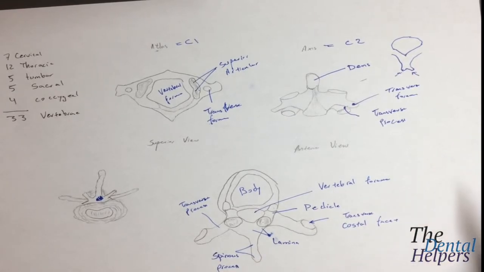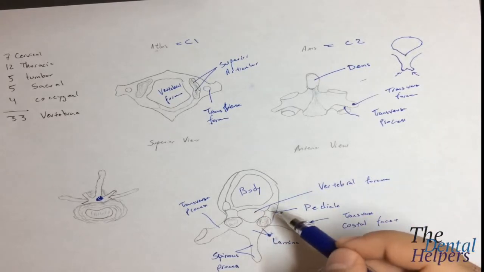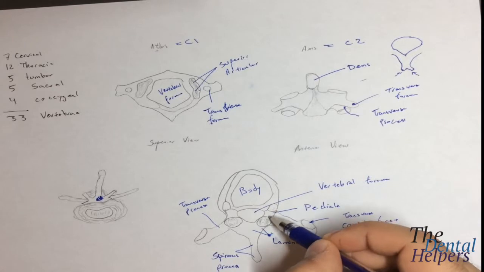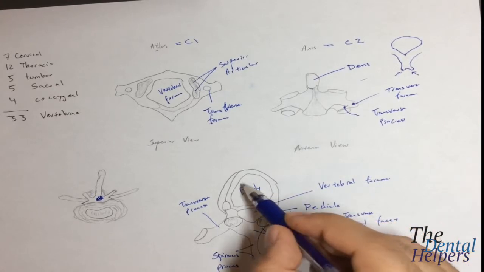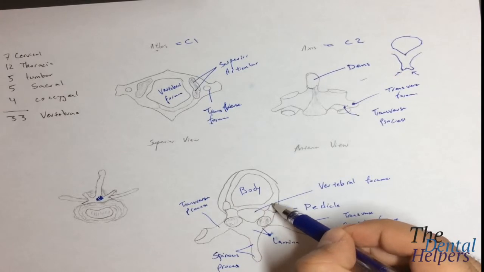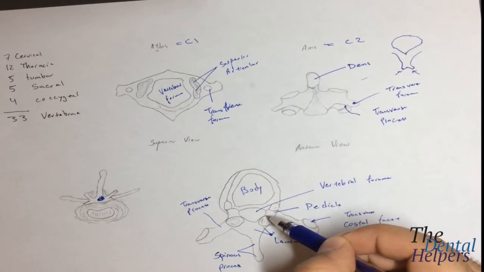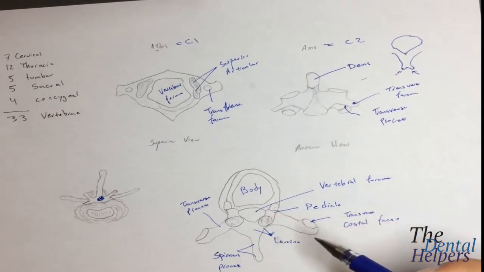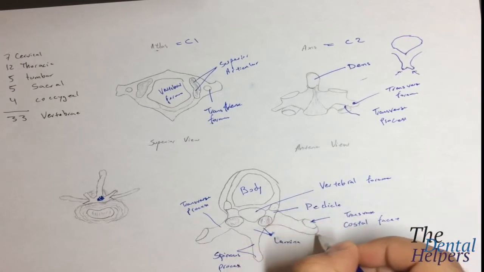The pedicle is going to be smaller, so we're going to have a smaller pedicle, and this is more, if you think about it, as this body grows, it's going to kind of shift the pedicle, so it decreases the size. The transverse process is out here.